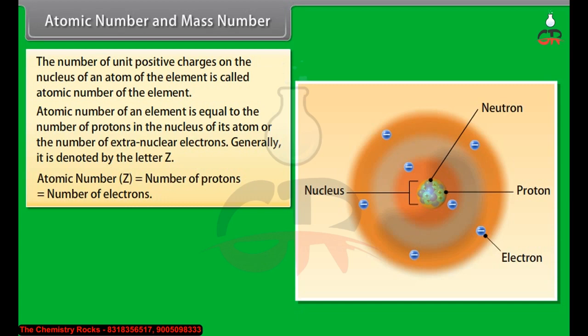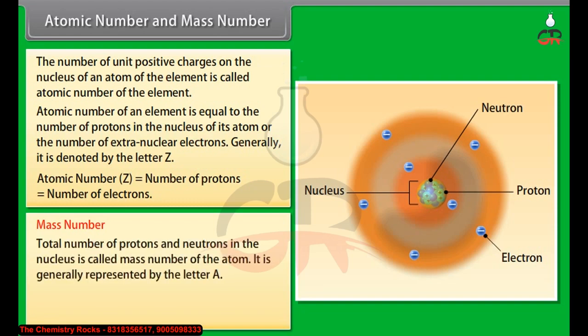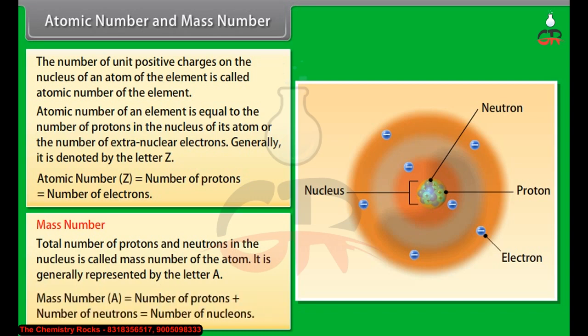Mass number. Total number of protons and neutrons in the nucleus is called mass number of the atom. It is generally represented by the letter A. Mass number A is equal to number of protons plus number of neutrons is equal to number of nucleons.